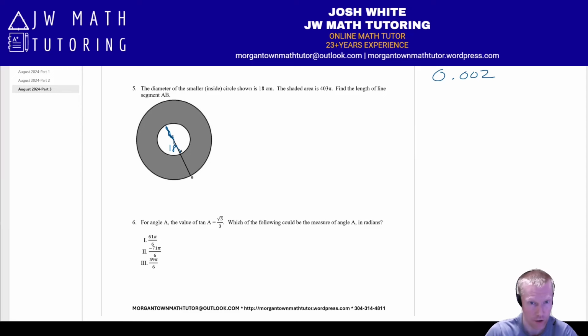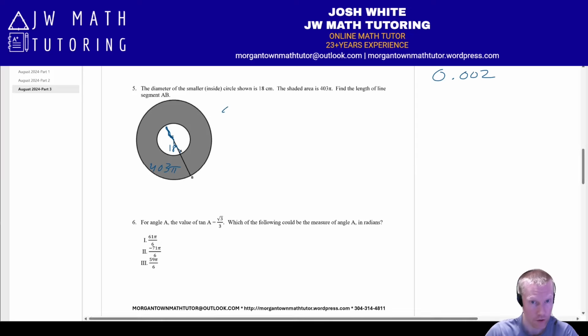And you're also told the shaded area is 403 pi. And they want to know the length of this line segment AB here. So this one is a tricky question, but each of the individual steps themselves are not tricky. It's just putting all 4 or 5 steps together that is difficult.